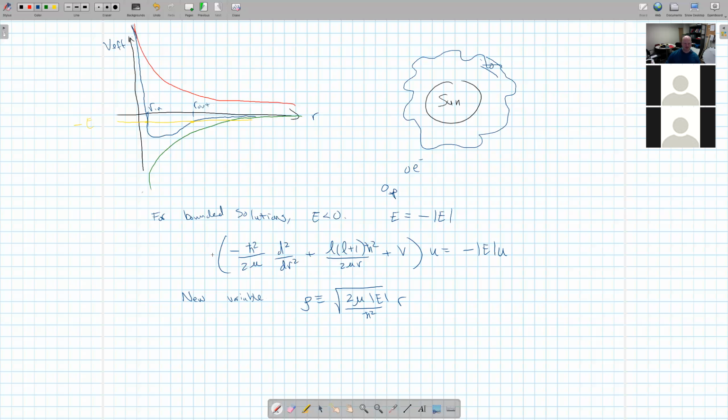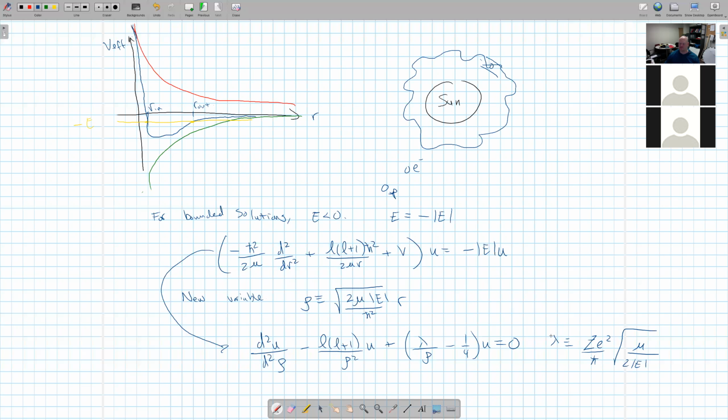In this case, this differential equation, our Schrodinger equation, is going to become the second derivative of u with respect to rho, minus, multiplying through by a negative sign, L times L plus 1 divided by rho squared times u, plus lambda divided by rho minus 1/4, all times u, is equal to 0, where lambda we're defining as, for our Coulombic potential, ze squared divided by h bar times the square root of mu divided by 2 times the absolute value of the energy. Okay. So this is our definition of lambda.